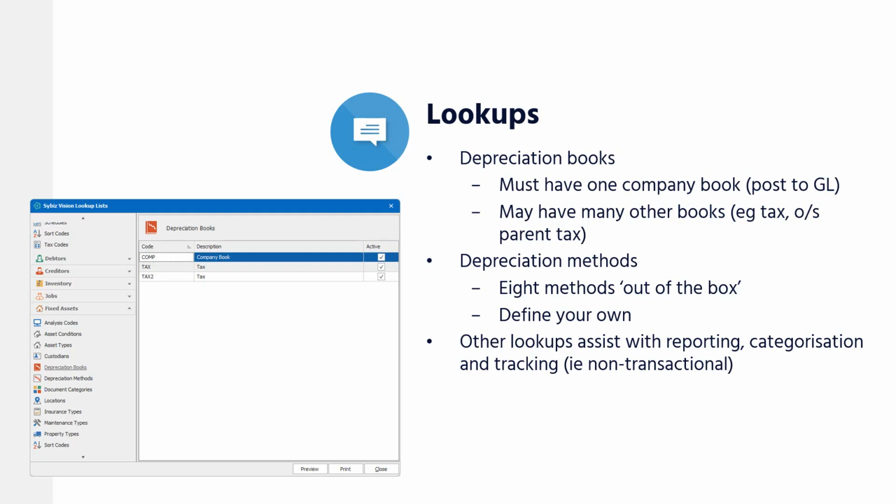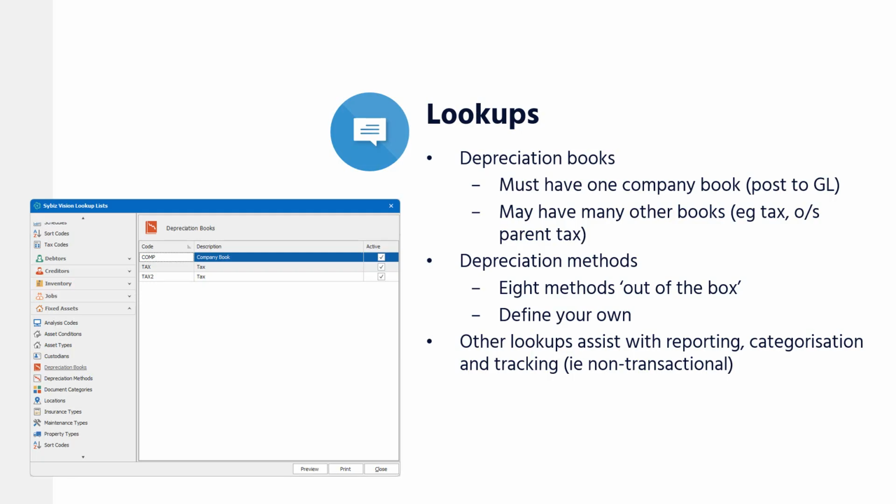Some people will have a tax depreciation book. They may even use a different frequency or different methods of depreciation for tax purposes versus their internal management accounts based on their internal accounting policies. And you could even have an additional tax book for an overseas parent company if they've got different methods that they use in their jurisdiction.